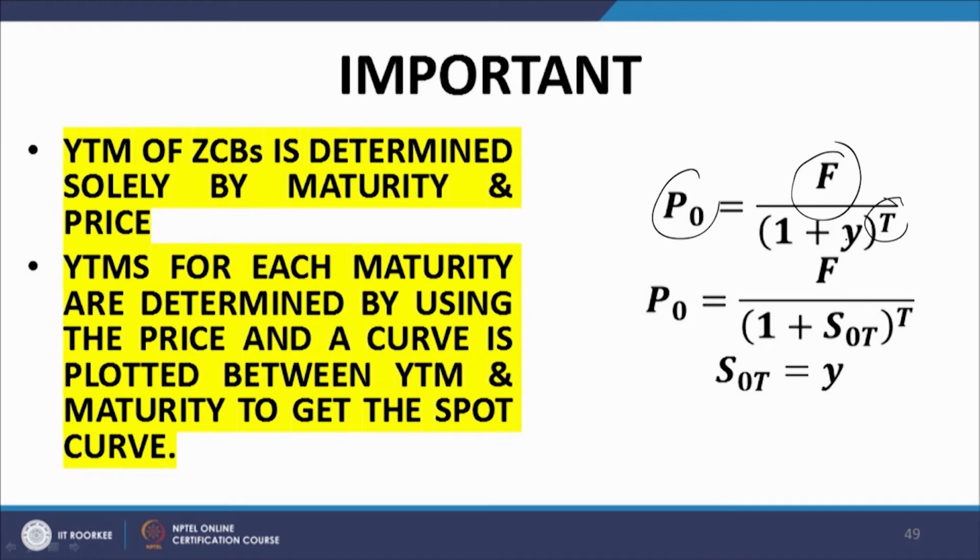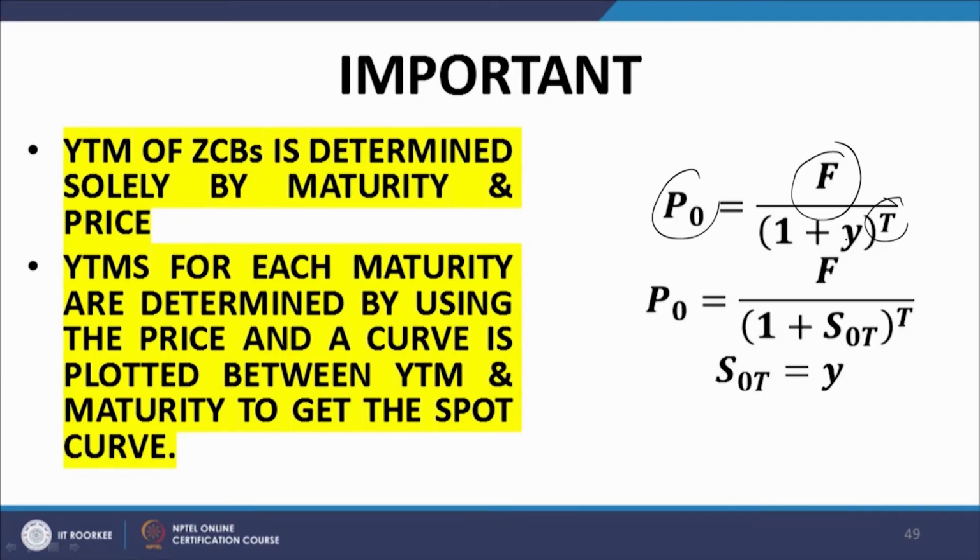YTMs for each maturity are determined by using the price. By using the price, we work out the YTM for a 1 year bond, for a 2 year bond. Usually it is done for a 6 month bond, 1 year bond, 1.5 year bond, 2 year bond, and so on. We work it out on the basis of the price of 0 coupon bonds of appropriate maturities. This gives you the spot rate corresponding to those maturities, and then we plot those spot rates with respect to the maturities to get the spot yield curve.